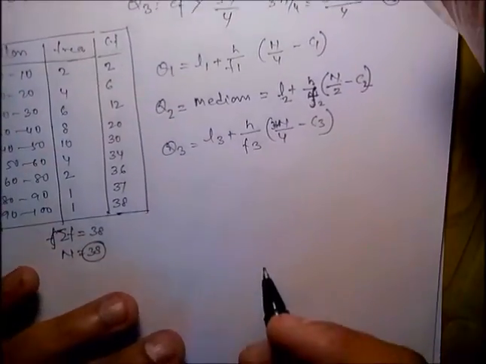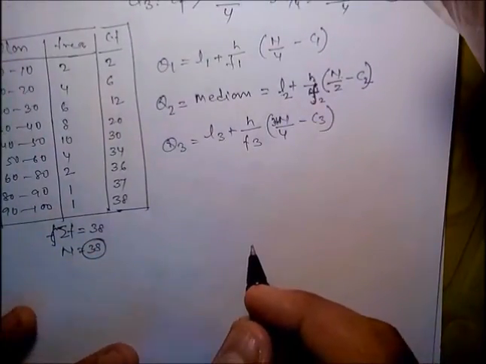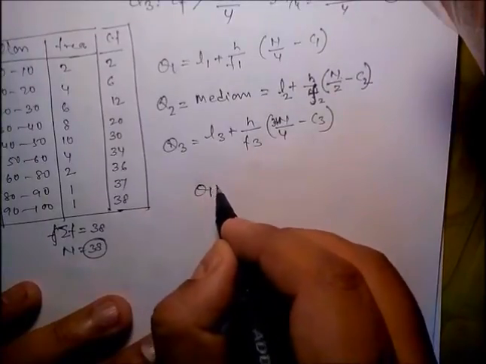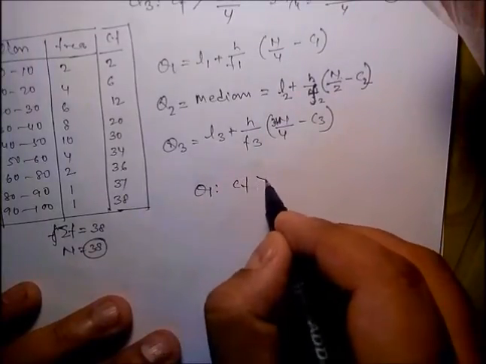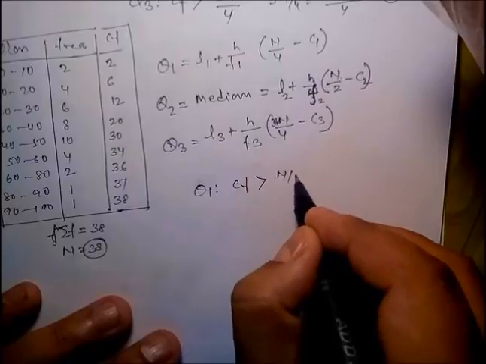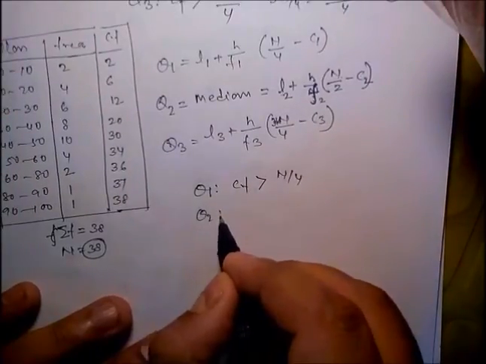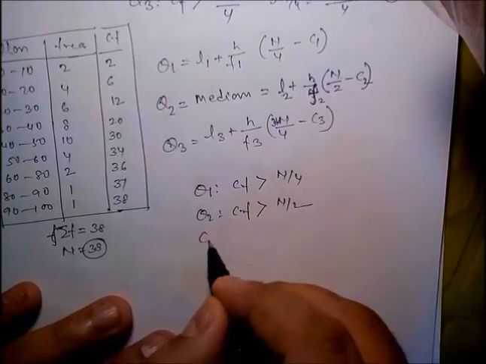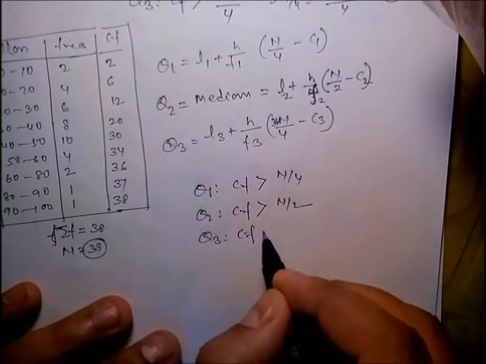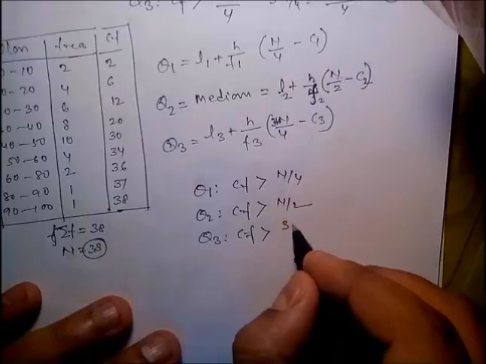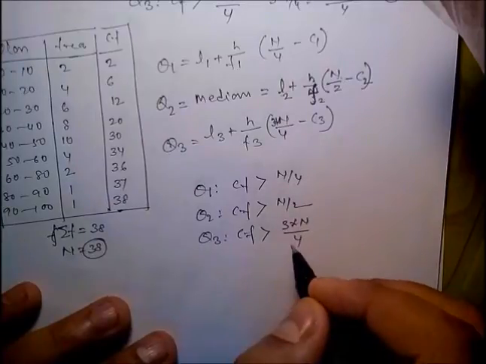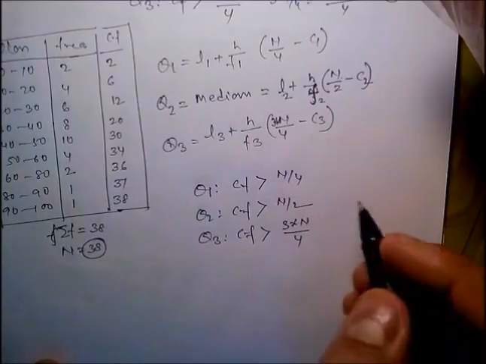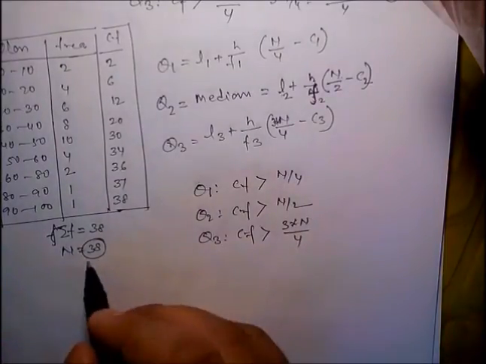Okay. Now, first of all, we have to identify the Q1 class, Q2 class, and Q3 class. So for the Q1 class, we identify the cumulative frequency just more than N by 4. For Q2, identify the cumulative frequency just more than N by 2. And for Q3, identify the cumulative frequency just more than 3N by 4. Okay. Now, N is 38.